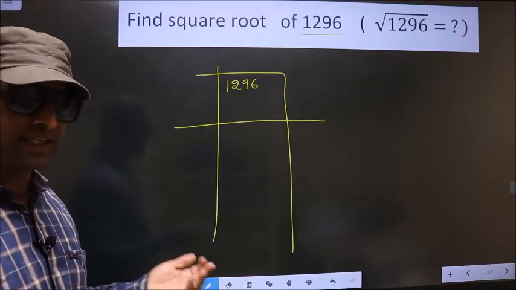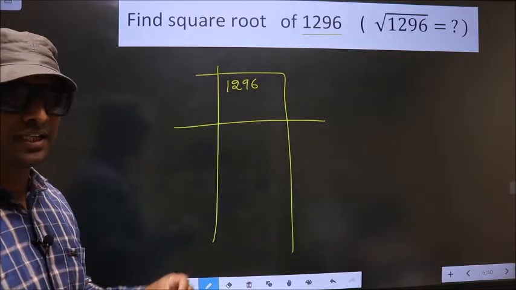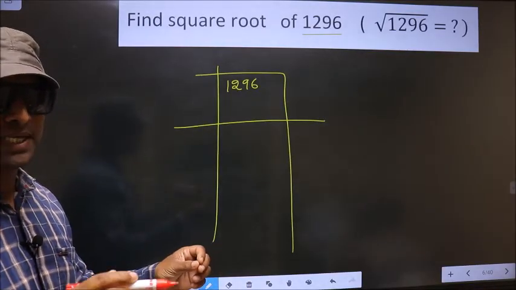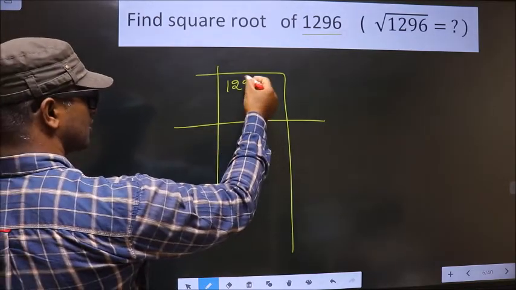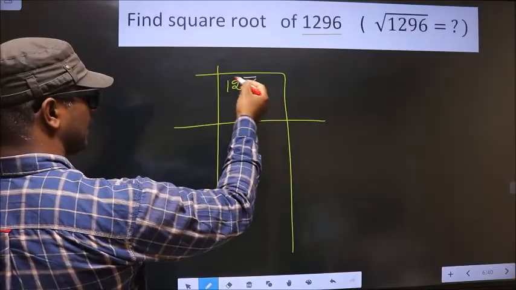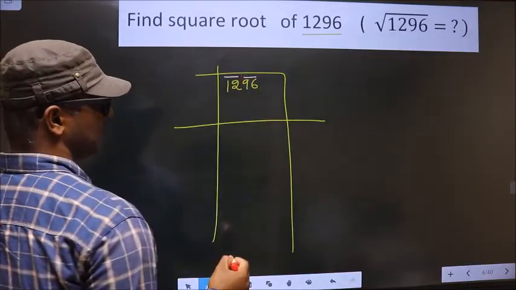Okay, next. Now you should divide the given number into pairs starting from this side. So these two numbers are one pair and these two numbers are one pair.